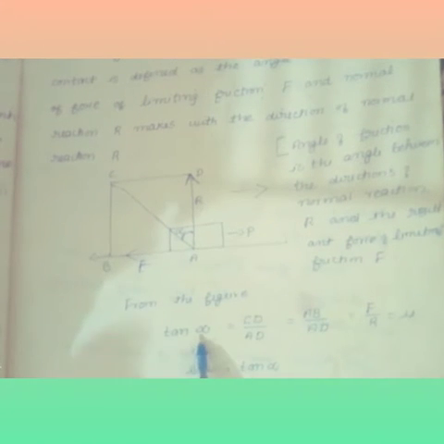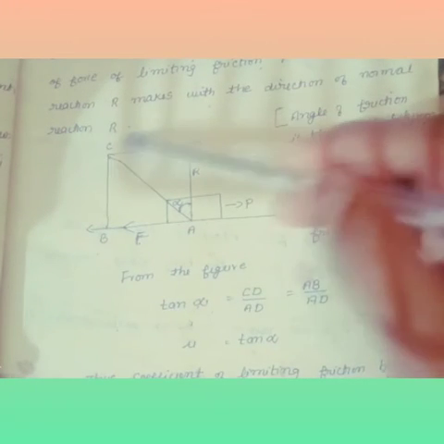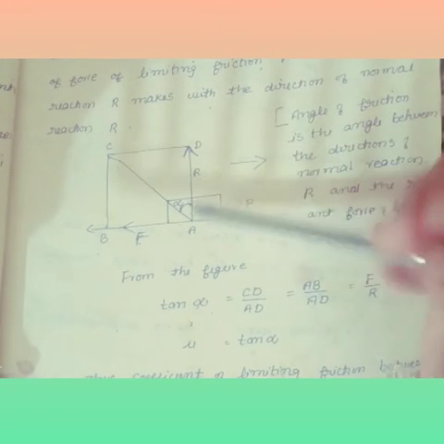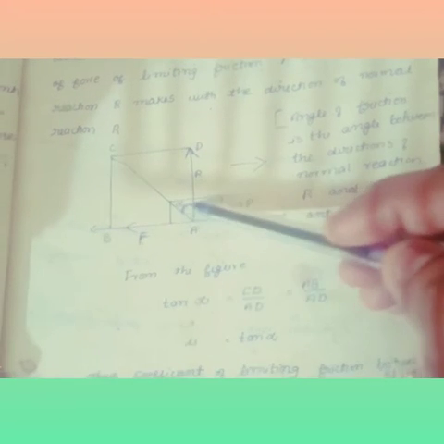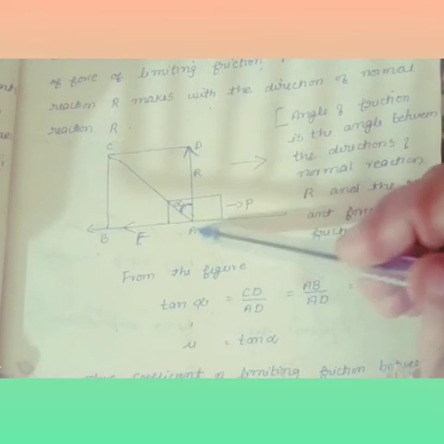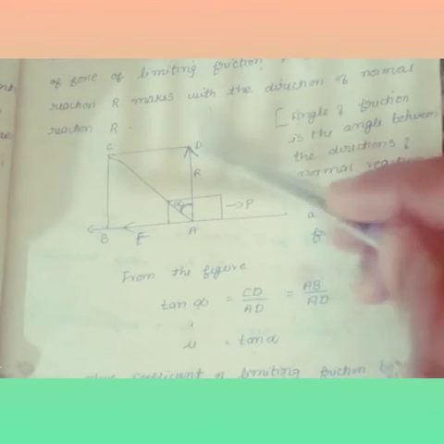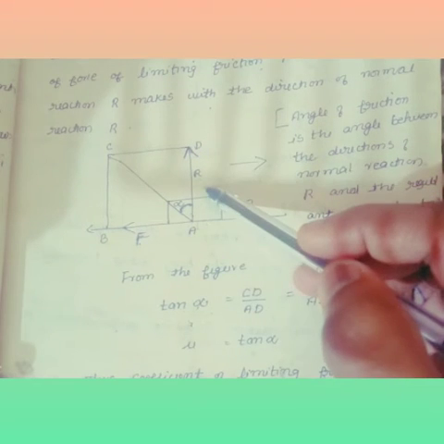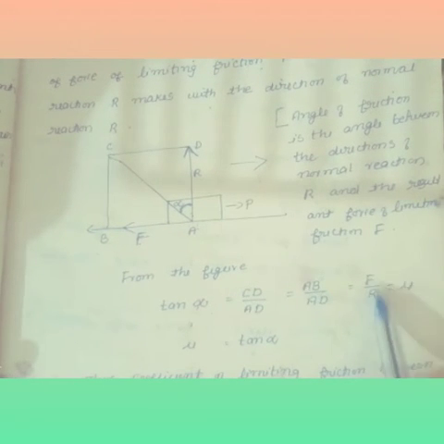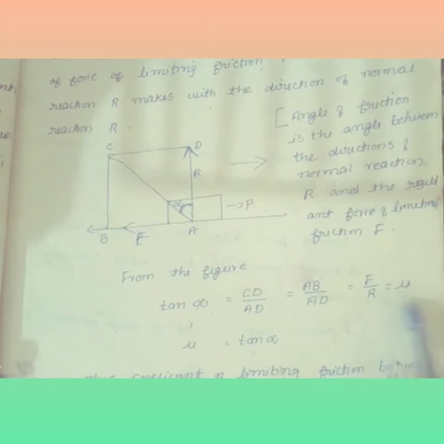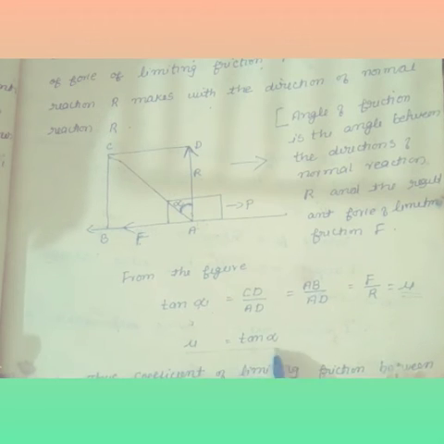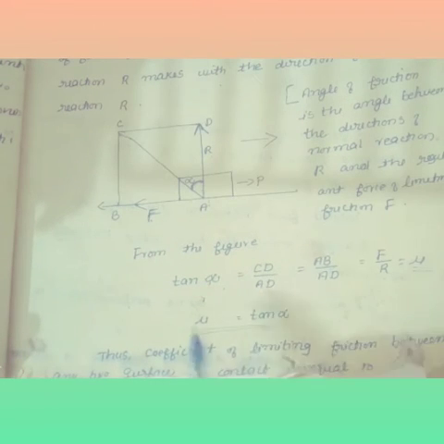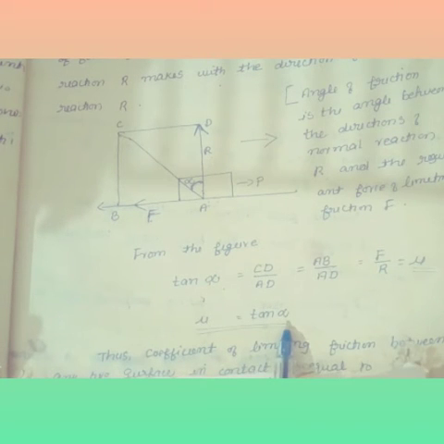From the figure you have to find tan alpha. Tan alpha is equal to CD divided by AD. CD is the force of friction F, and AD is the normal reaction R. So tan alpha is F by R. F by R is mu, the coefficient of friction. So mu is equal to tan alpha. This is the relation between coefficient of friction and angle of friction.